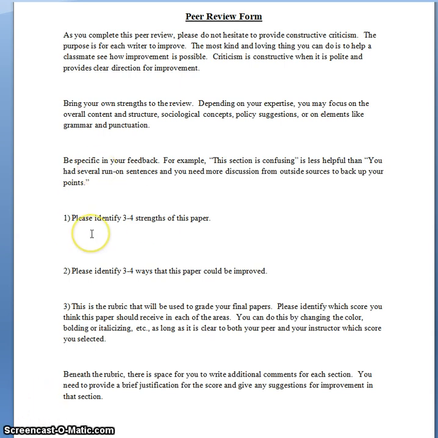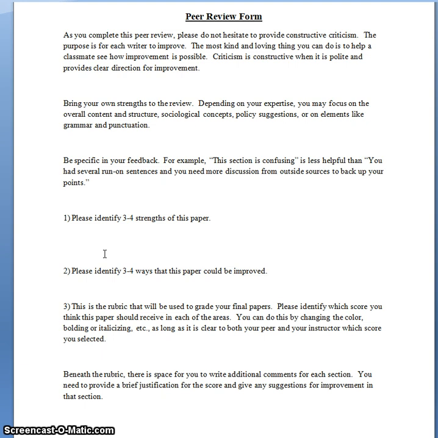So first up, you need to identify 3 to 4 specific strengths of the paper, good things that they've done in their development, if their research is good, if they have compelling examples, if it's well organized. Those are all examples of strengths. And then 3 to 4 ways the paper could be improved.